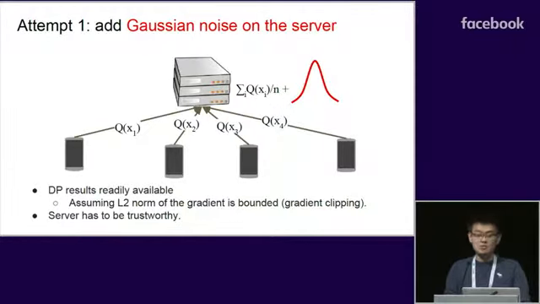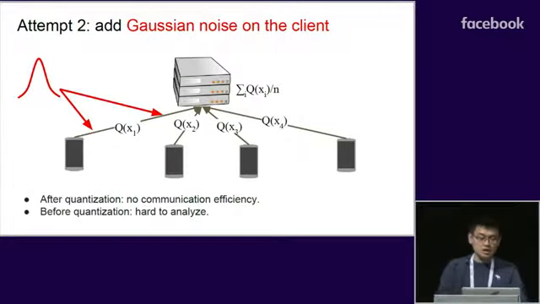Our first attempt is to add Gaussian noise simply on the server. The good news is that differential privacy results are readily available if we assume that the L2 norm of the gradient is bounded. However, in order for this to work, the client has to trust the server to add the appropriate noise, which may not always be the case. Our second attempt is to add the Gaussian noise on the client.